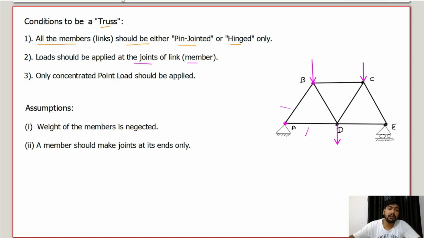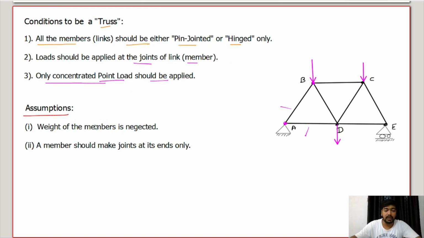Okay, let's move to the third condition. What does the third condition say? Only concentrated point load should be applied. That means हम जो भी joints पे load दे रहे हैं, that should be the concentrated load, right? Joints पे आपका कोई भी UDL या कोई भी इस टाइप का load नहीं आना चाहिए, right? So these are the conditions for the truss. So let's move to the assumptions of truss.